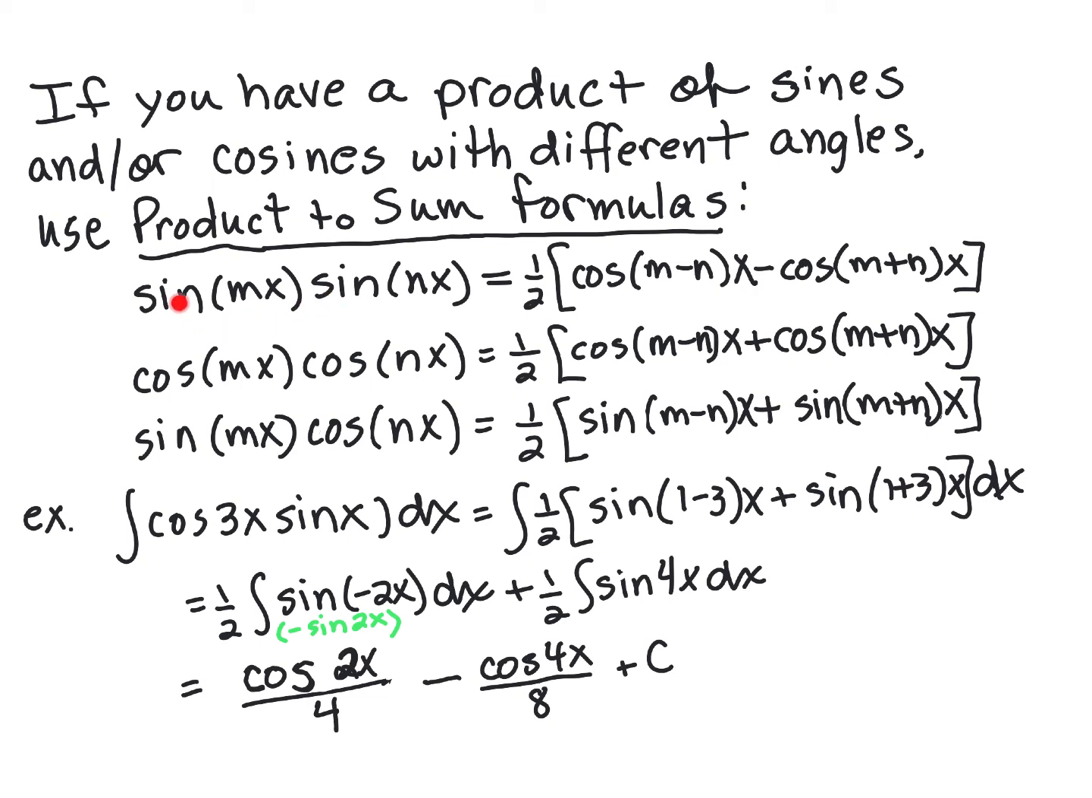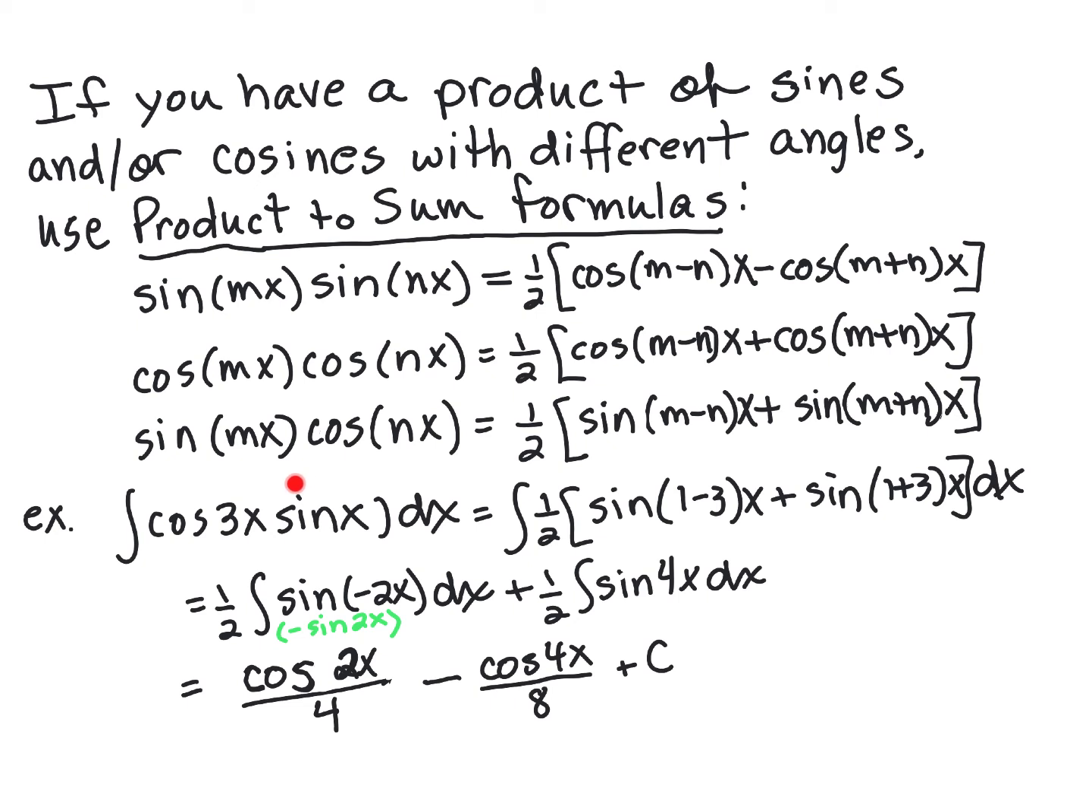So if you have the product of two sine functions with different angles, the formula says that it's 1/2 times the cosine of the difference in the angles minus the cosine of the sum of the angles. Cosine times cosine with different angles, 1/2 cosine of the difference plus cosine of the sum. You see how these are very similar? Everything's the same, except if I started with sines, I have subtraction. If I started with cosines, I have addition, just like you did with the power reducing.